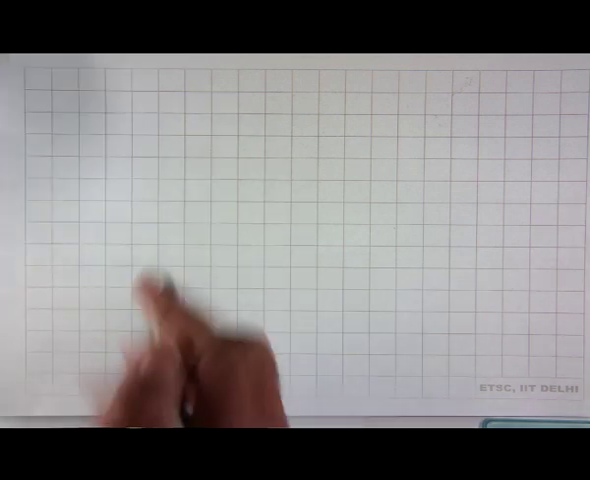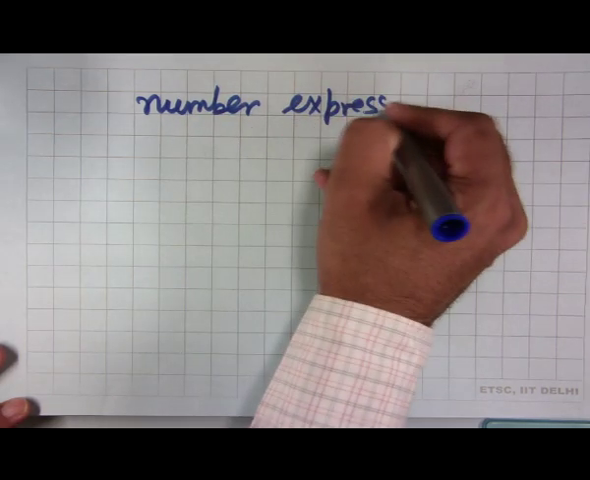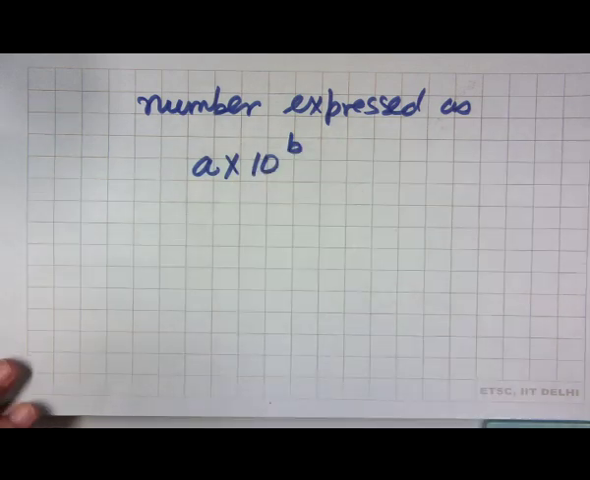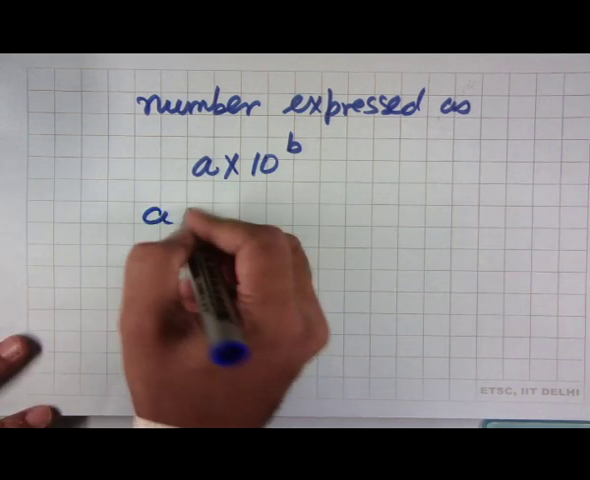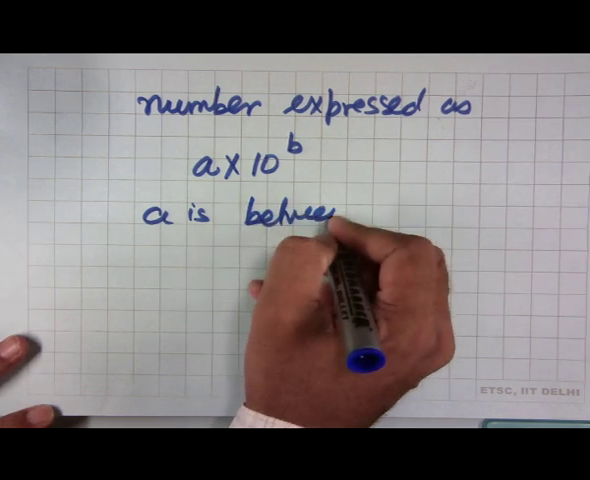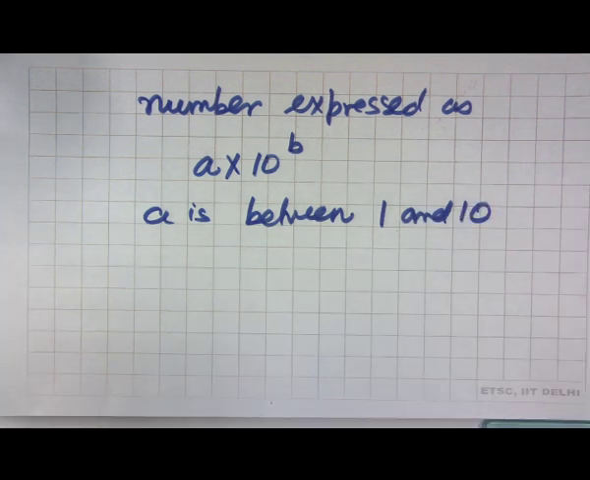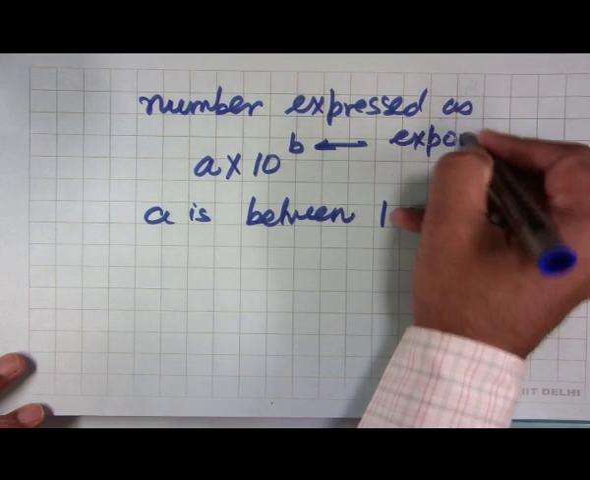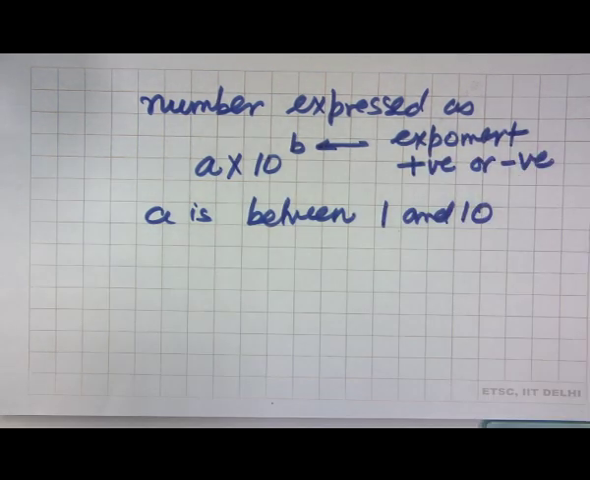So, any number is expressed as a into 10 to the power of b, where a is between 1 and 10. So, a will be a number between 1 and 10, and b is the exponent, and b could be positive or negative. If the number is less than 1, then b will be negative, otherwise it will be positive.